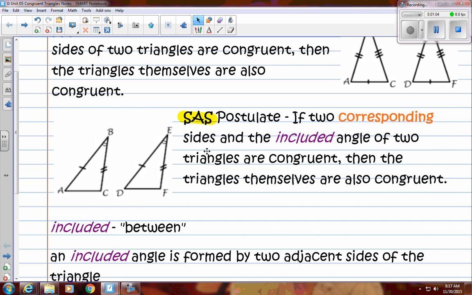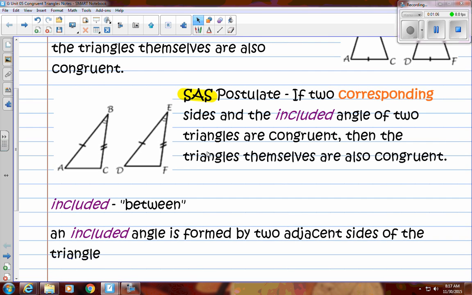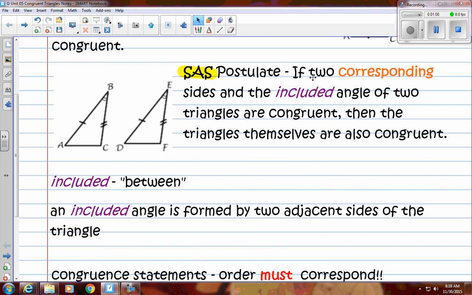The second way that we have for proving triangles congruent is SAS. So if we have two corresponding sides and the included angle. Included is important. It can't just be any angle. It has to be the angle that's included, or in other words, between our two sides, which is why we call it SAS and not ASS, for example. ASS does not work. You will never get to write that on a quiz or a test.